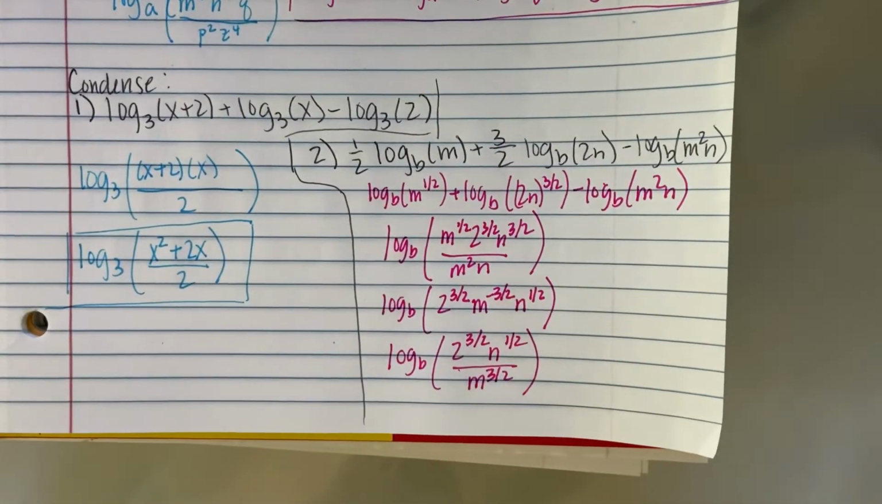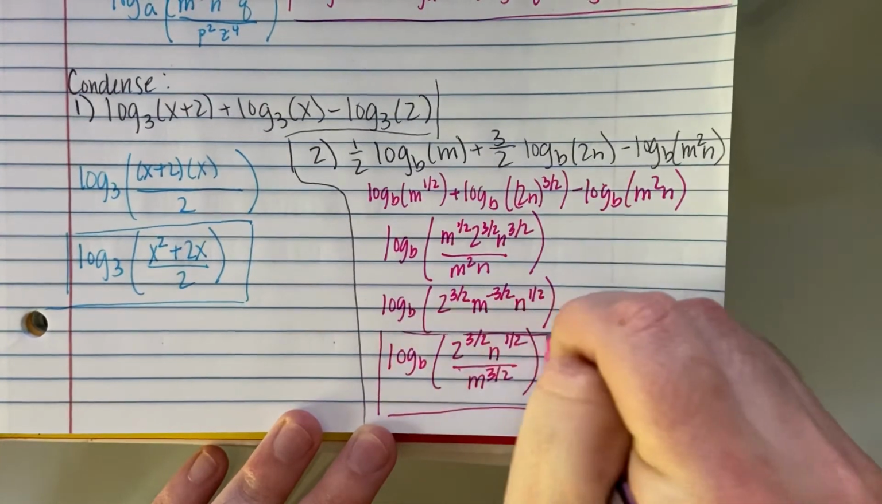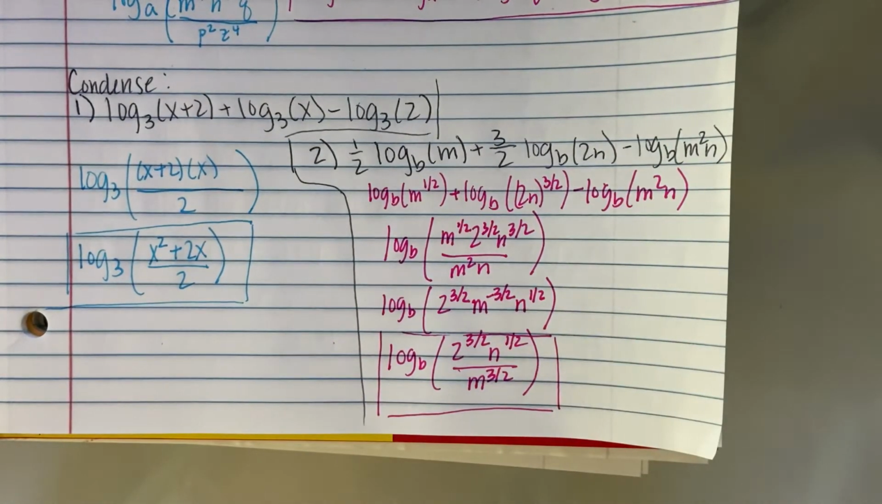Now, you could turn all those half powers into square roots. I'm just not going to bother with it. I think this should be fine. Just be careful with your rules for exponents. They're still going to apply.